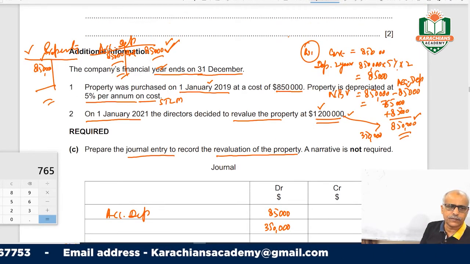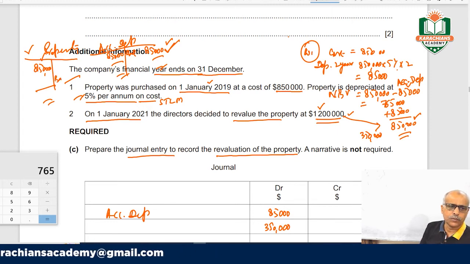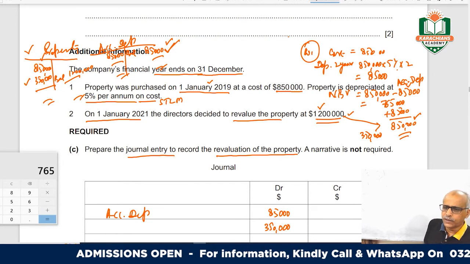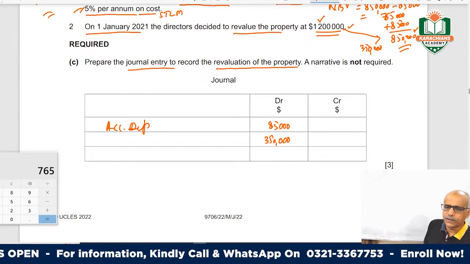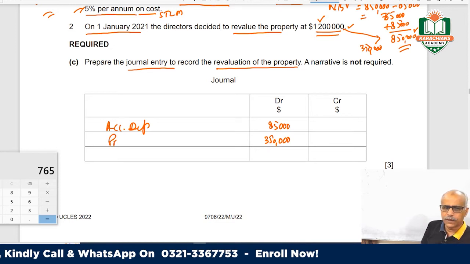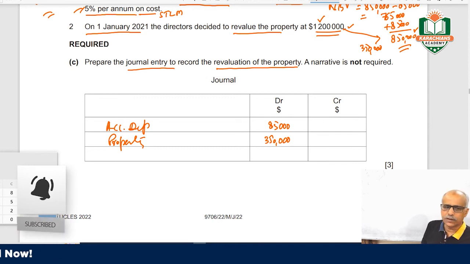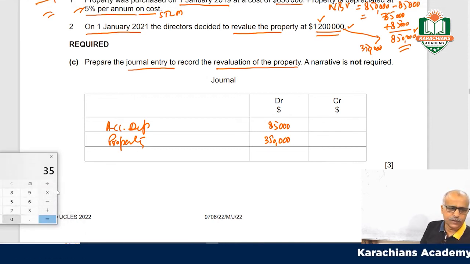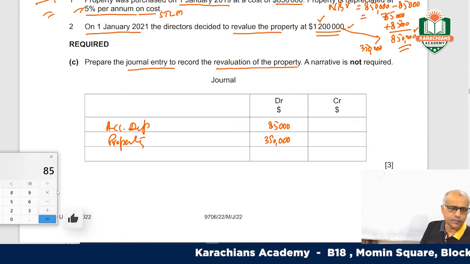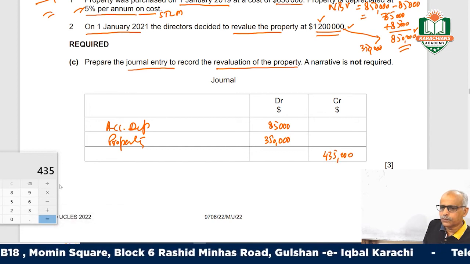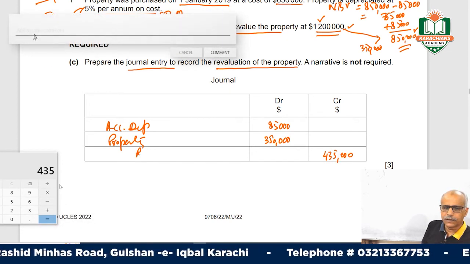Now your book value is 850,000, and you have to bring it up to 1,200,000. This will only be possible when you debit property by 350,000. So you have to increase your asset by 350,000. So how much is this? 350 plus 85. This 435 will go to your revaluation reserves account.